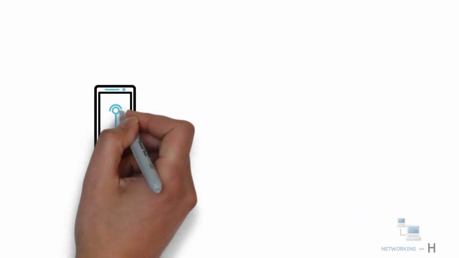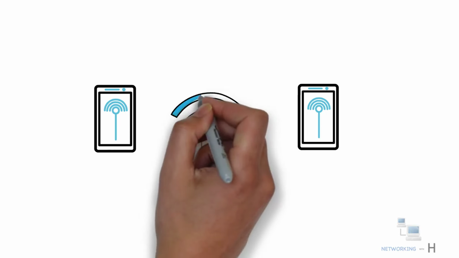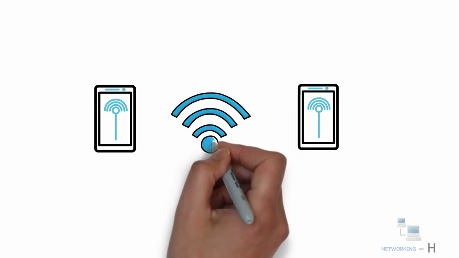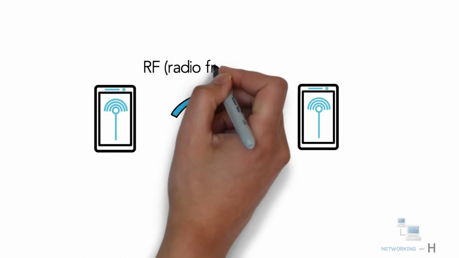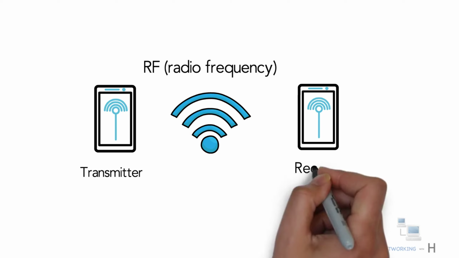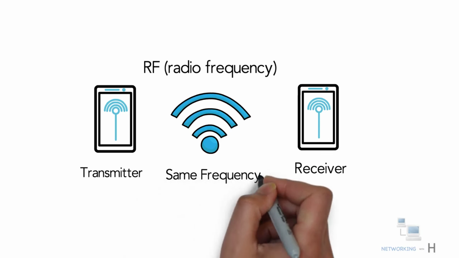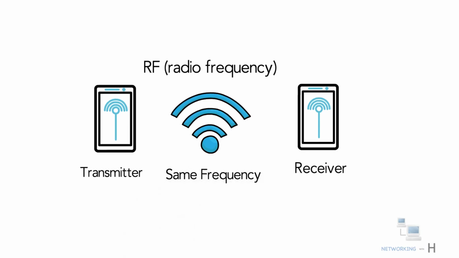To wrap this up, let me summarize it this way. Wireless communication takes place over free space through RF or radio frequency. One device, the transmitter, sends signal to the other device, that is the receiver. The two devices, transmitter and receiver, must use the same frequency or same channel to be able to communicate with each other.